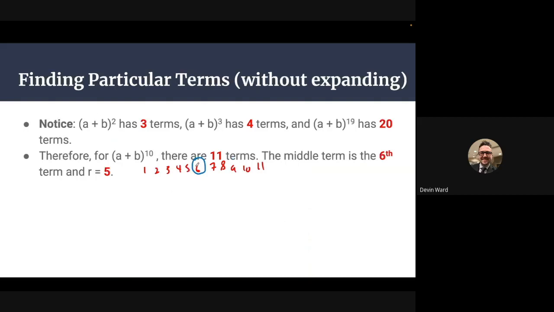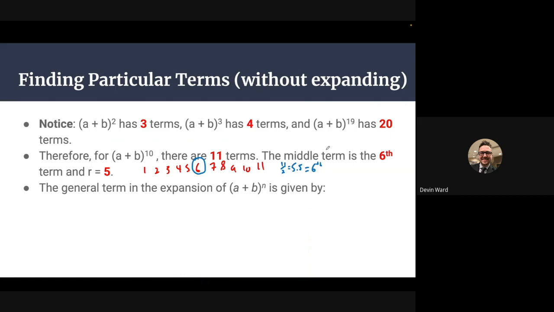The way you can always find the middle term, if you have an odd number of terms, is to just divide by 2. So we'd have 11 divided by 2 equals 5.5, and round up to 6. So we know the sixth one is our middle term. If you had an even number of terms, say 10 terms, then there'd be 2 in the middle, so I wouldn't ask you to find the middle term in that case. So we divide by 2 and round up.